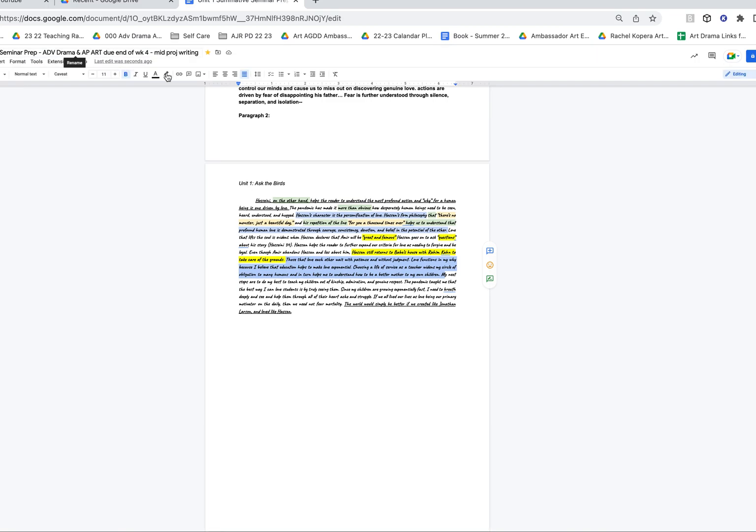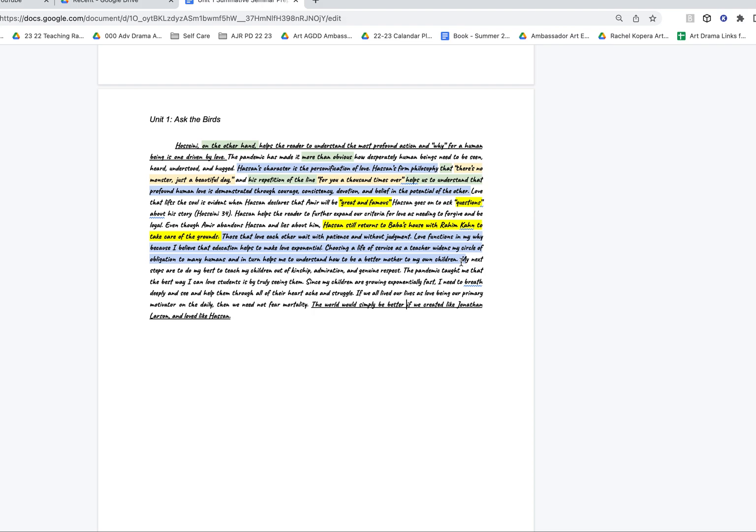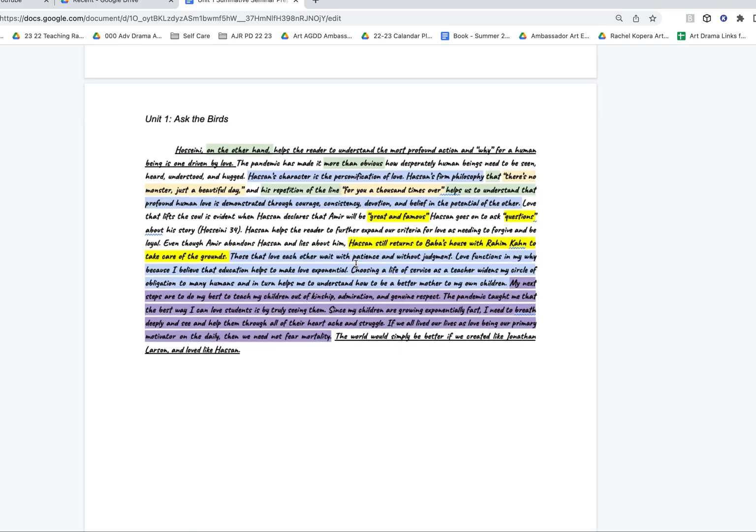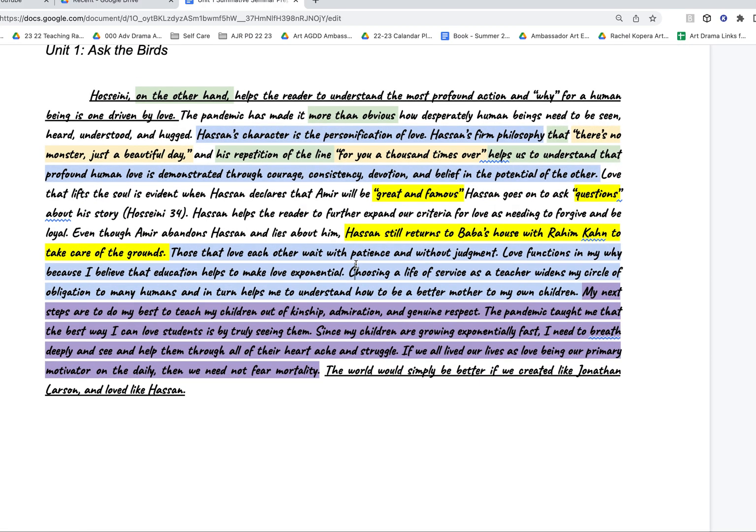So my second paragraph is shorter. Don't take off points. Brevity is the soul of wit. Okay, and then here I have my personal connection, which I think is more than fine to do in an art and drama class because we are discovering ourselves.